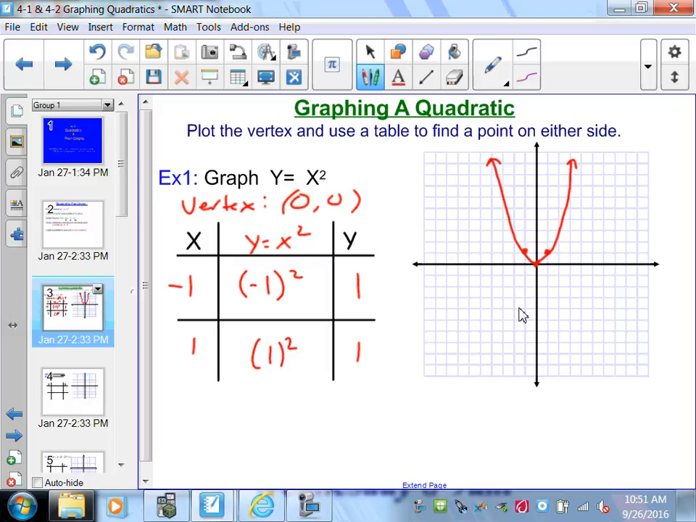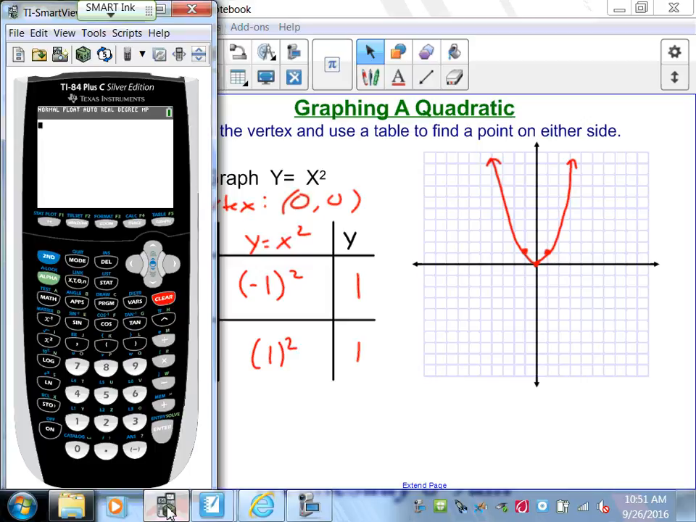Do you want to see what this looks like? Go ahead, go to your calculator, to your y equals. Let me clear out anything that's in there. And x squared graph. Bada bing, bada boom. That's what that looks like, right?